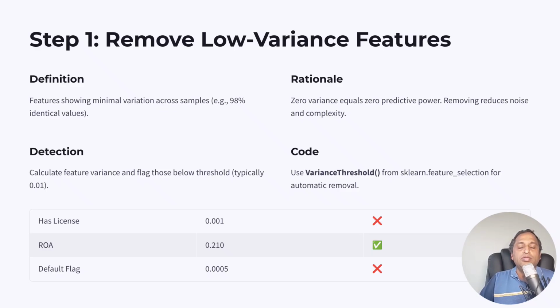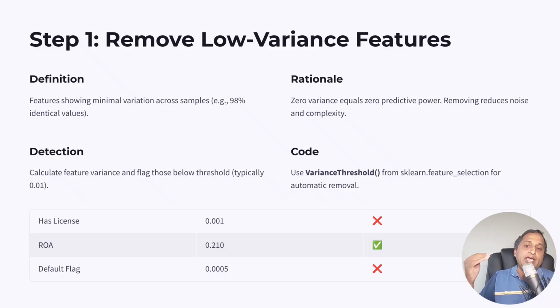In the table below, you can see that we have calculated the variance of 3 features. Has license has a variance of 0.001, so almost no variation. So we drop it. Default flag is even worse with 0.005, again dropped. But ROA, return on assets, has a healthy variance of 0.21. So we keep that. We typically use a threshold like 0.01. Anything below that gets removed, and we can automate this step by using VarianceThreshold from the scikit-learn library.